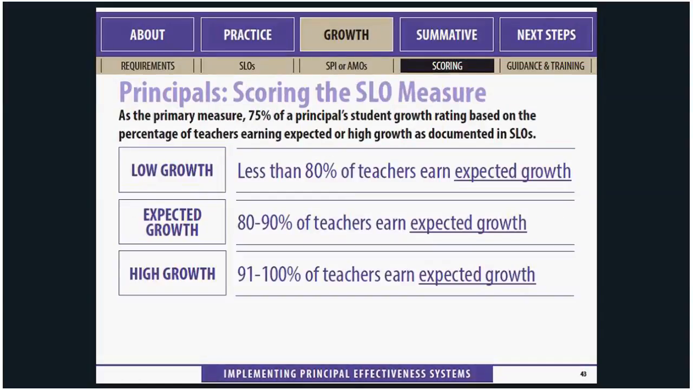All right, and so here's how you attain the SLO measure. If less than 80% of your teachers earn expected growth, then the SLO growth score for the principal would be low growth. If 80 to 90% of your teachers earn expected growth on their SLO, then the principal earns expected growth. And if 91 to 100% of teachers earn expected growth, then the principal earns high growth on the SLO measure.